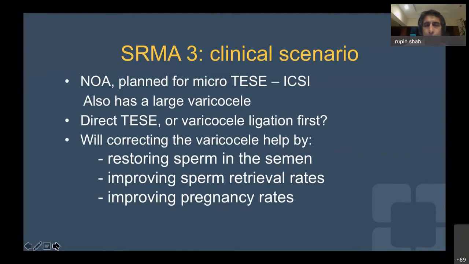And the question we are trying to ask is that if we do recommend surgery, what are we hoping to achieve? Are we expecting sperm in the semen? Are we expecting a higher sperm retrieval rate? Or even in men in whom we could have found sperm, will correcting the varicocele improve the sperm quality so that the live birth rate is better in the group that had varicocele surgery?